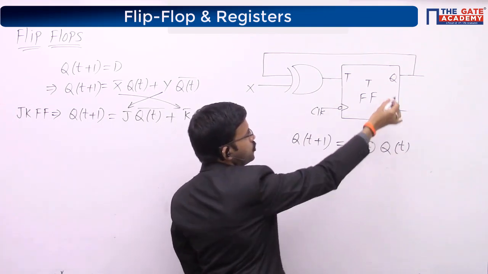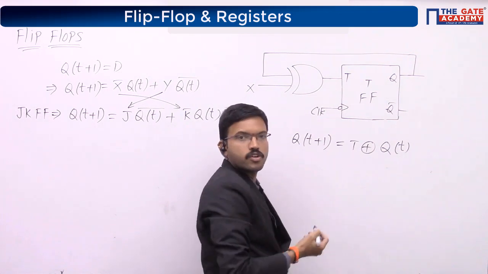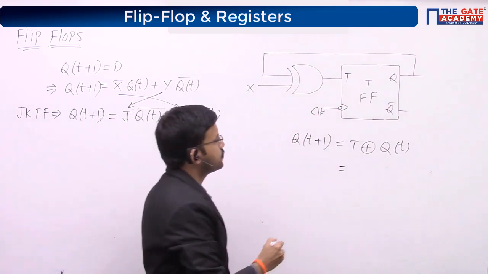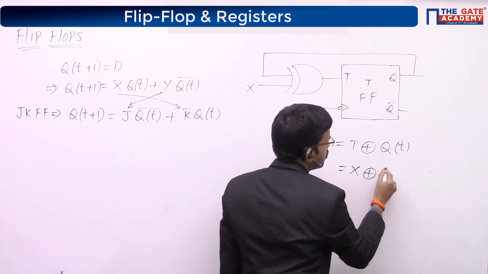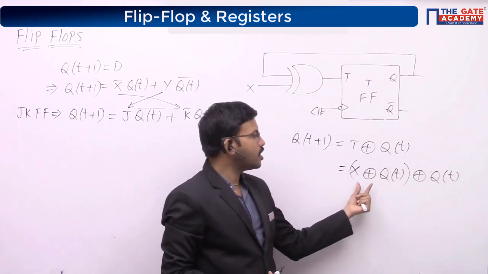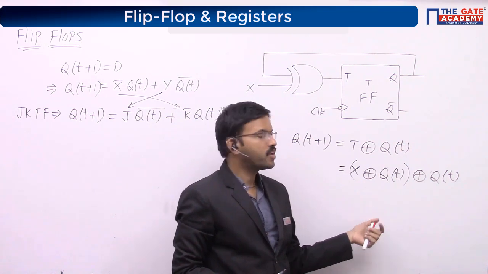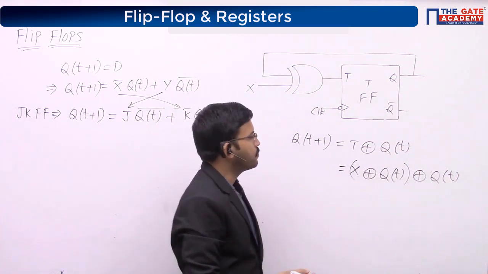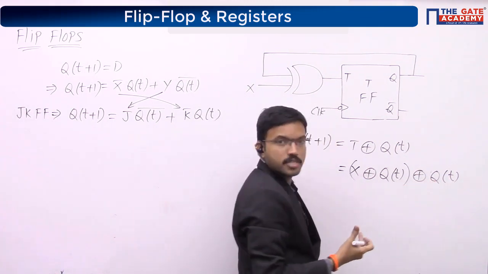Okay. So Q of t plus 1 equal to T XOR Q of t. Now what is T? T is nothing but X exclusive OR Q of t. We know that the exclusive OR operator satisfies the associative law, right? That means you can perform the exclusive OR operation on any two variables first. Okay. So I will perform it on these two variables first.